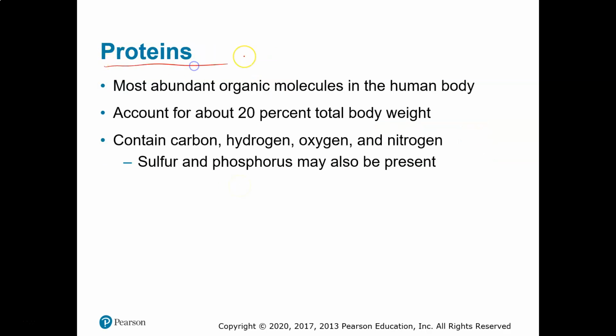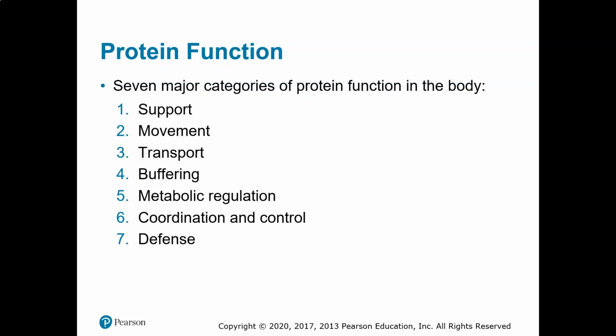Proteins. This is the third class of macromolecule. They are the most abundant organic molecules in the human body. They account for 20% of the total body weight. They do contain carbon, hydrogen, and oxygen, just like lipids and carbohydrates, but proteins also contain nitrogen, and sulfur may be present. Phosphorus may be present, but typically it's sulfur. Phosphorus is more likely found in DNA.